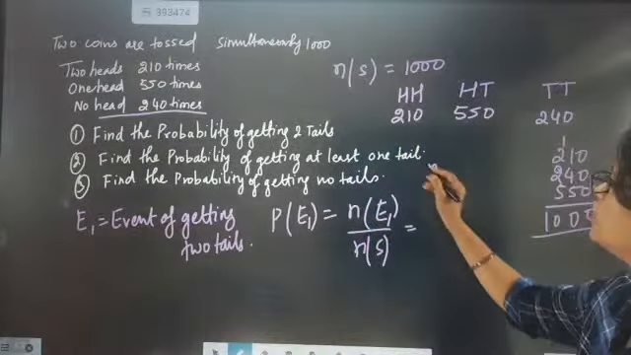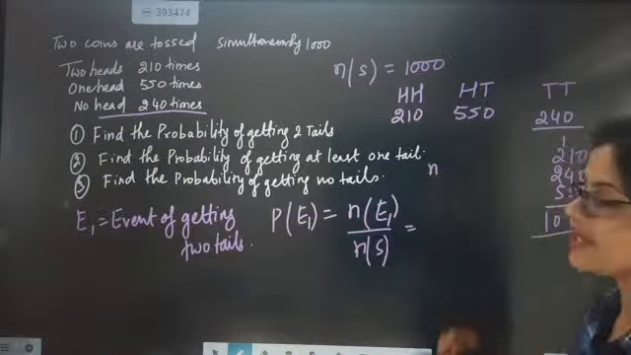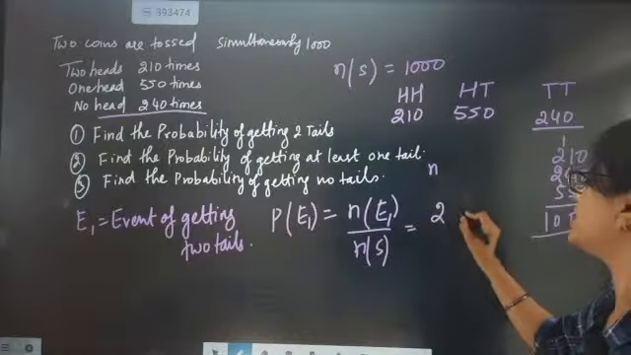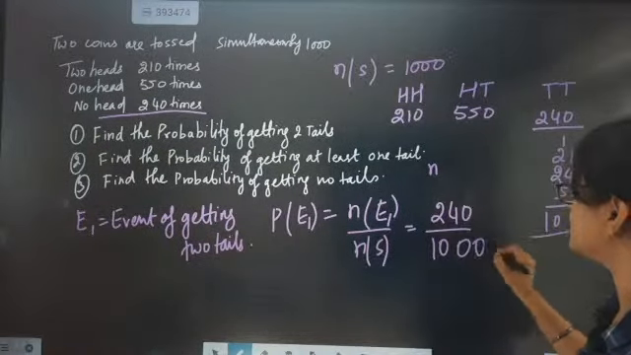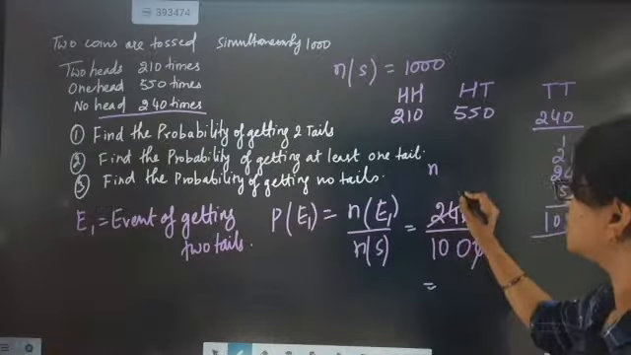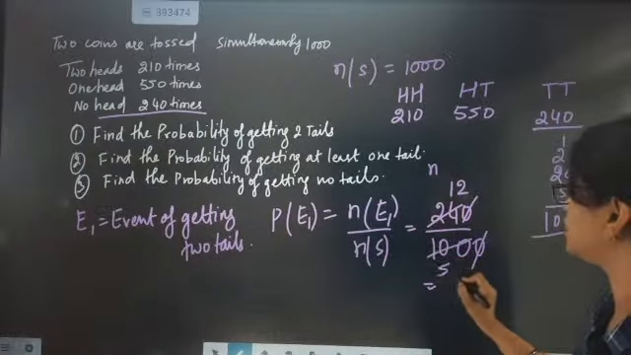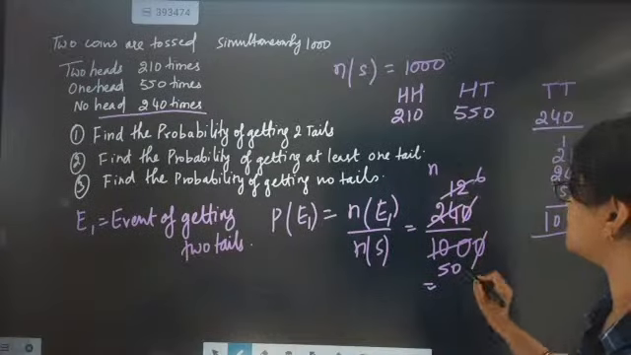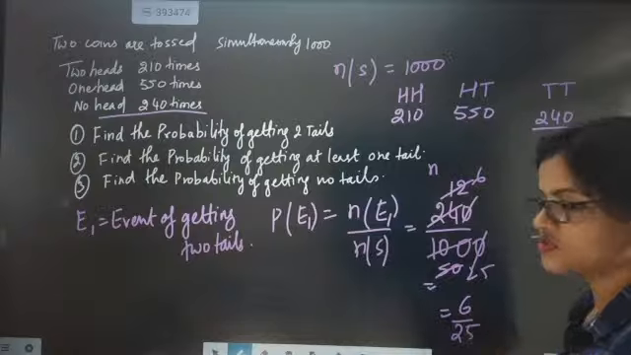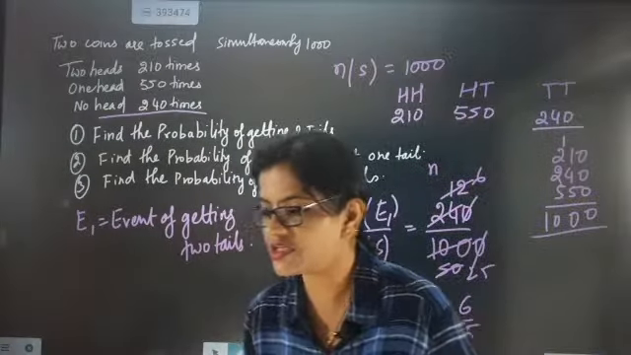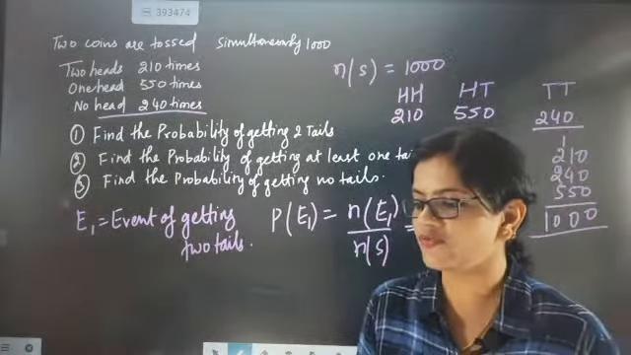So here 240 times no head is coming. Out of 1000, so this 0 cancels. 2 1s are 2, 2 2s are 4, so here it is going to be 50. Then 2 6s are 12 by 25. So the answer is going to be 6 by 25. So the first answer is exactly 6 by 25. 6 by 25 is the correct answer.